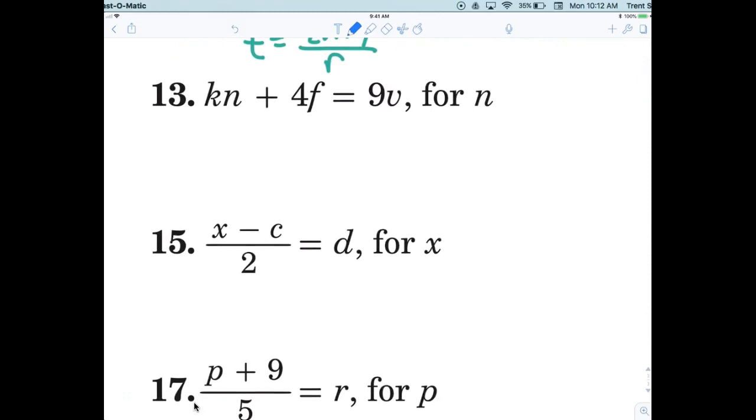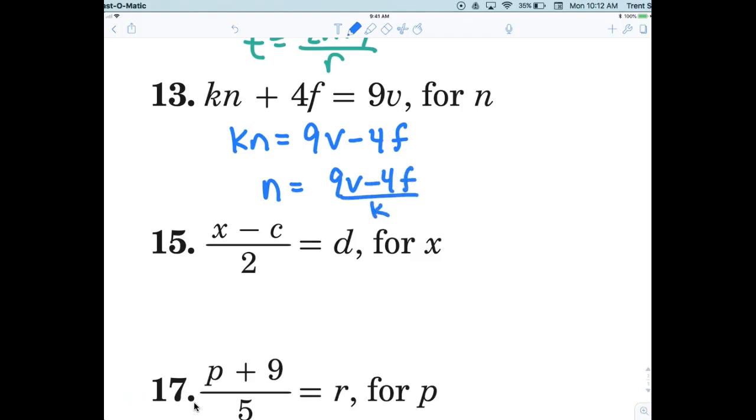Solving for n. Tell me. So minus 4f. Good? Kn equals 9b minus 4f. Beautiful. Now what? Divided by k. N is equal to 9b minus 4f over k. Easy.